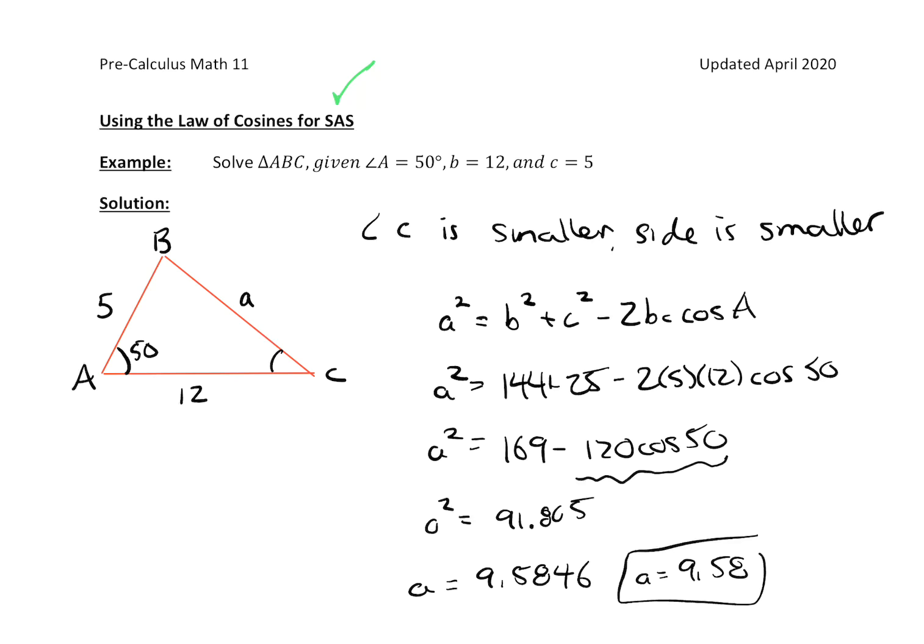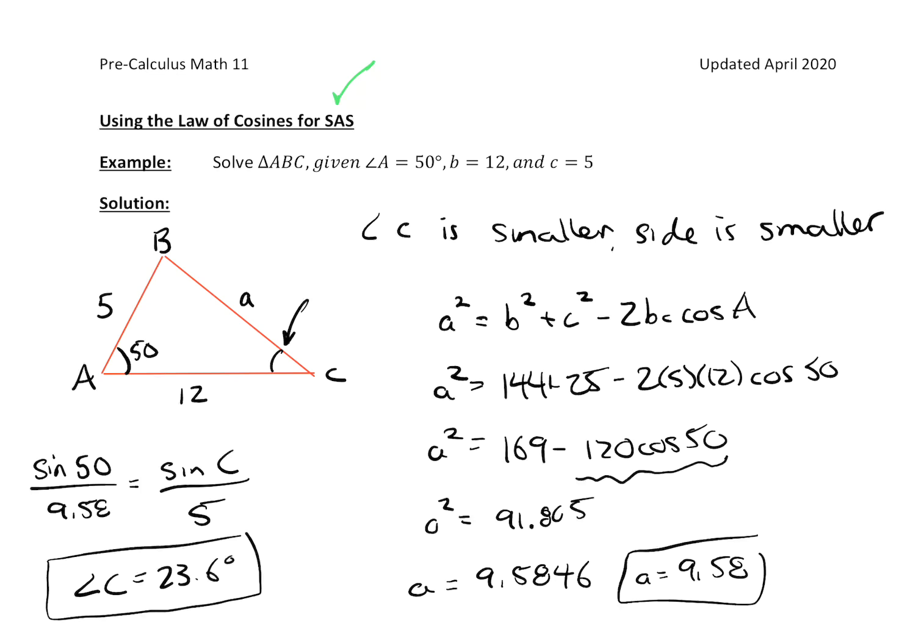And now that you have A, you can use the sine law. But we're solving for C first. Okay? So sine of A over A equals sine C over C. Multiply both sides by 5, and then use your inverse sine, and you get that angle C is equal to 23.6 degrees. And now to get angle B, it's just the 180. So 180 minus 26.3 minus 50, angle B comes out to be 106.4 degrees.